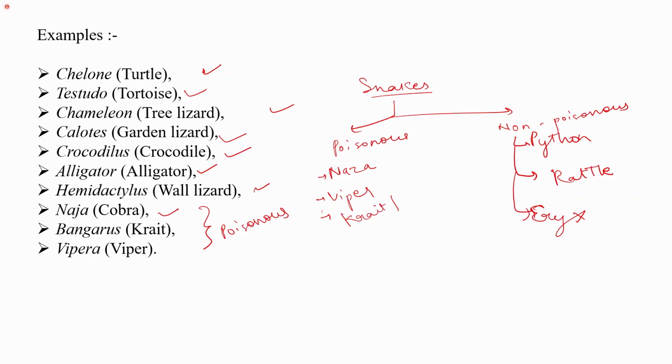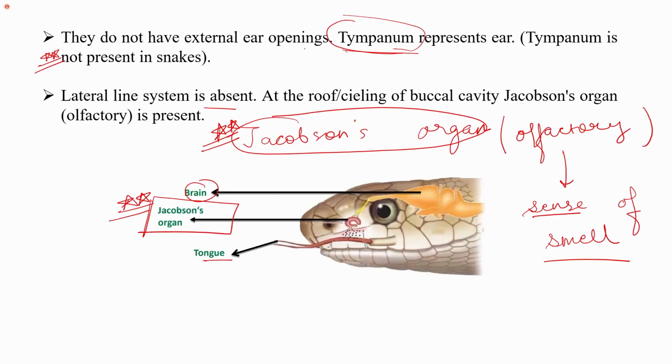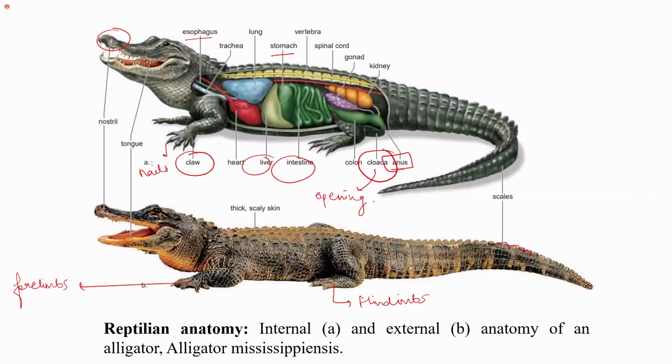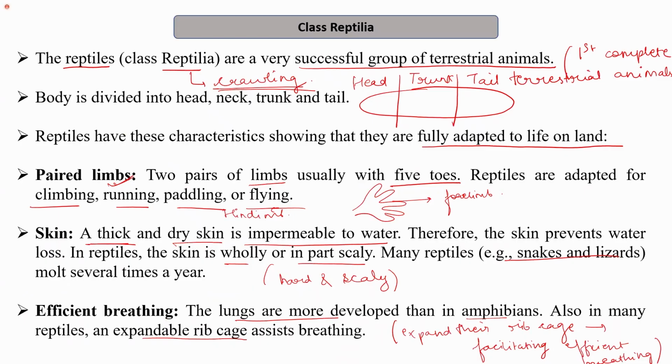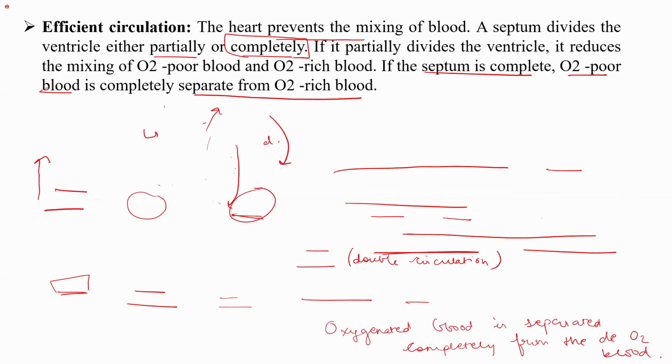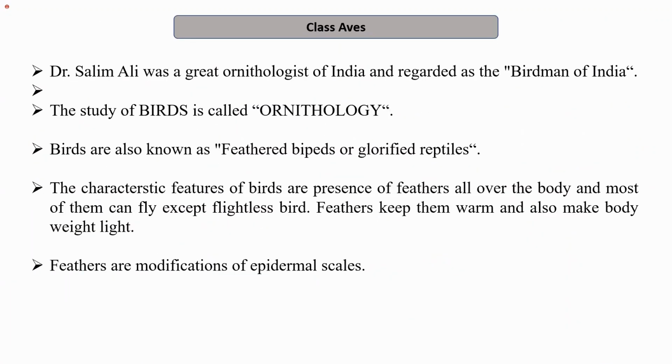The most important characteristic of this class of animals is, firstly, Jacobson's organ, which is an olfactory organ. Secondly, they are well adapted for the terrestrial lifestyle. They have paired limbs. They have skin which is thick and dry, which is impermeable and thus prevents dehydration. They have efficient breathing as well as a well efficient circulatory and excretory system.